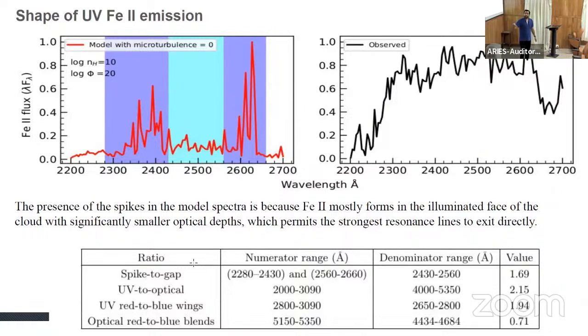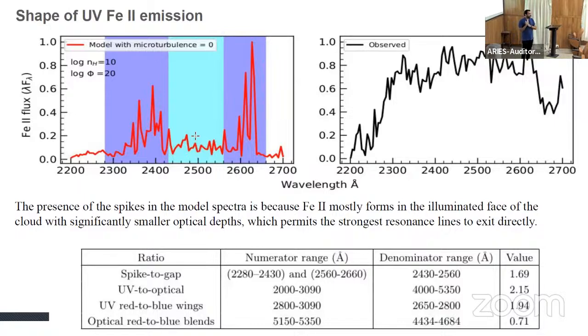Okay, so the next thing is the shape of the UV Fe II. If you see the observed spectra, in that UV bump range, from 2,200 to 2,700, the spectrum has a continuous shape. But in the standard photoionization model, you will see two spikes in this blue part. I will tell you why those spikes are there.